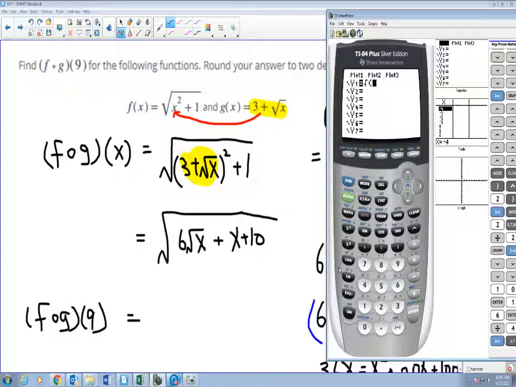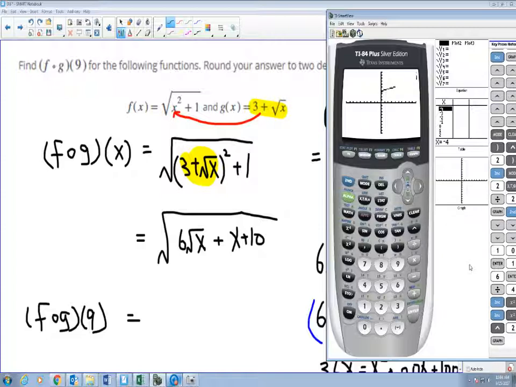Alright, square root. Inside my square root, there's a parenthesis, 3 plus another square root of x, close parenthesis for my square root, close parenthesis for my whole parenthesis that I opened, squared, then plus 1, then close the outside square root. Looks very bizarre.